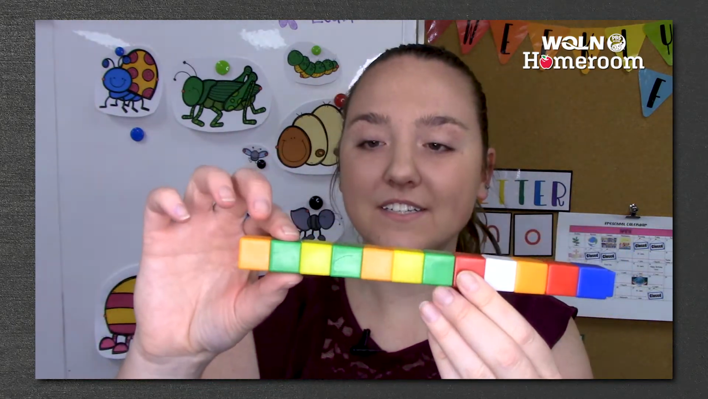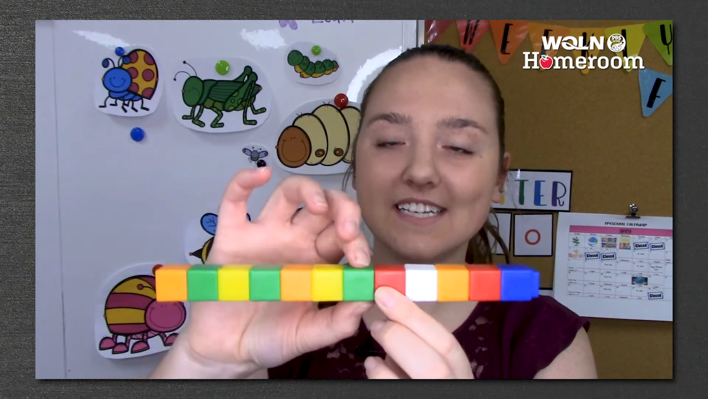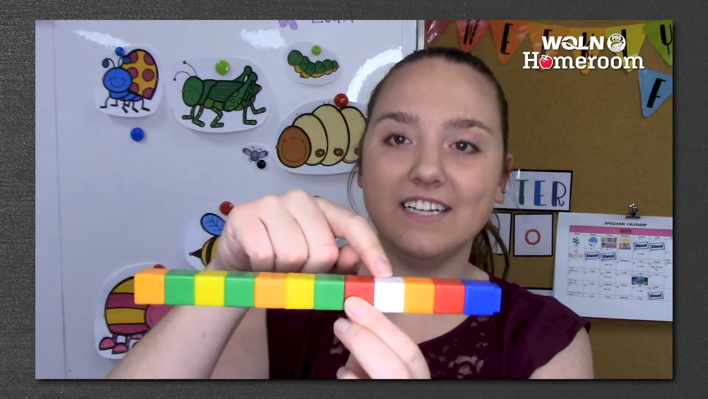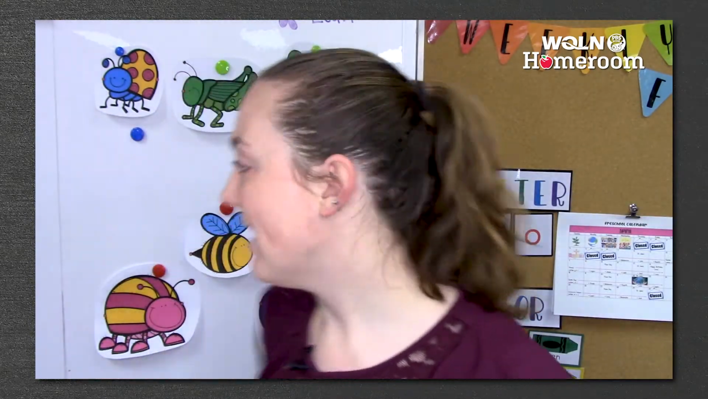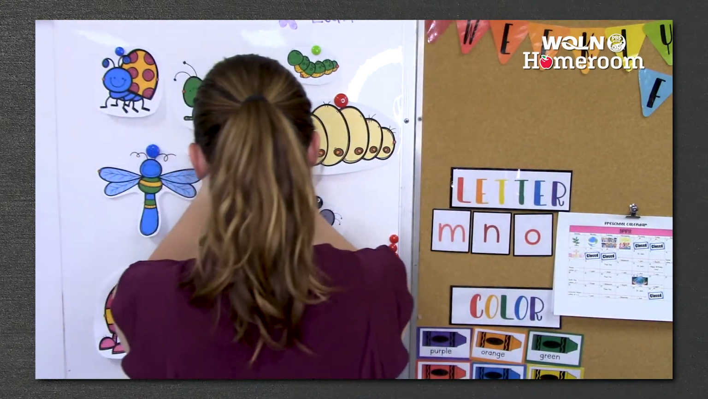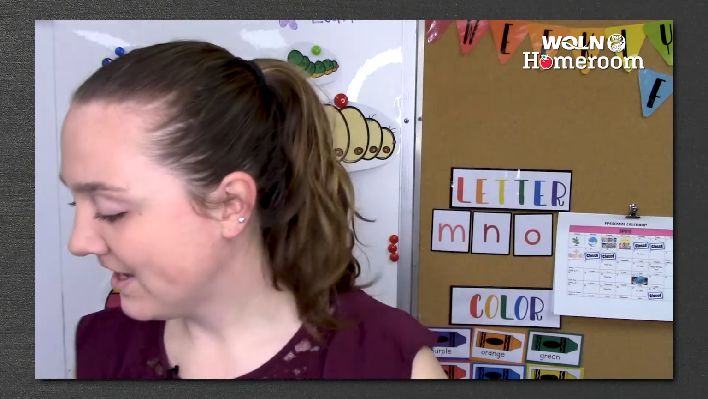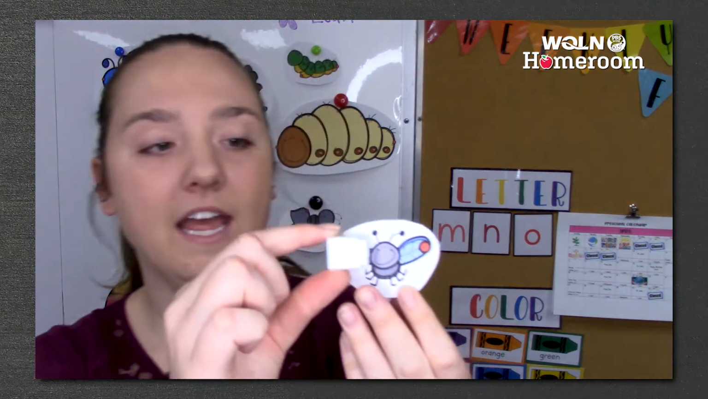1, 2, 3, 4, 5, 6, 7, 8, 9, 10, 11, 12. Our dragonfly wings are 12 cubes long. Alrighty, let's put our dragonfly up and let's do the fly. We're gonna measure the fly. So I'm going to take 1 cube and I'm gonna place it.